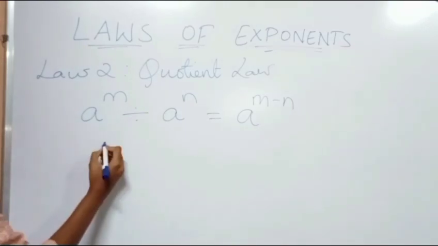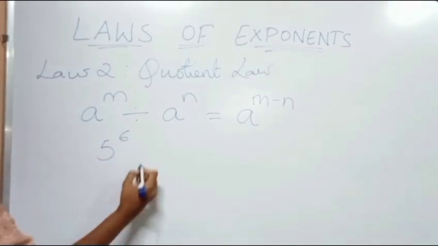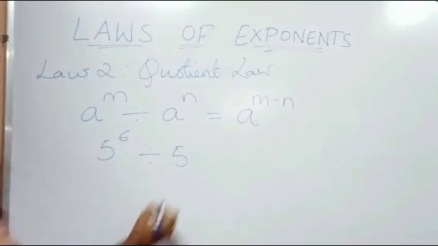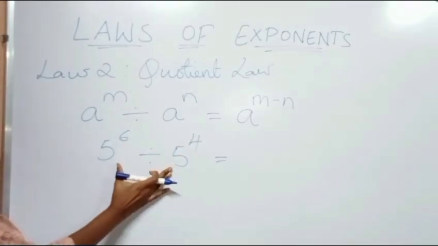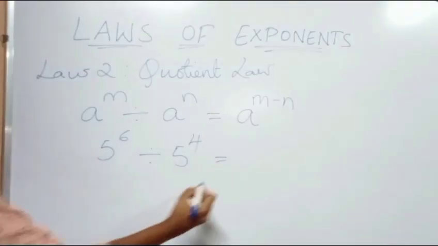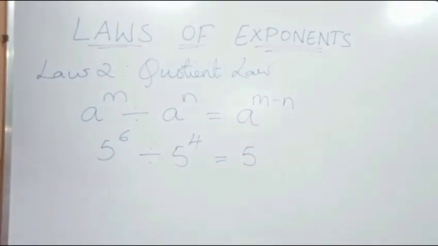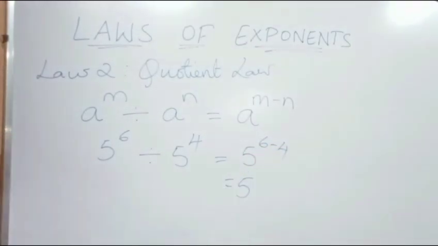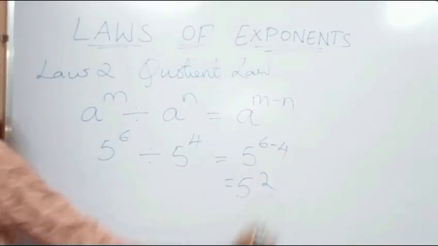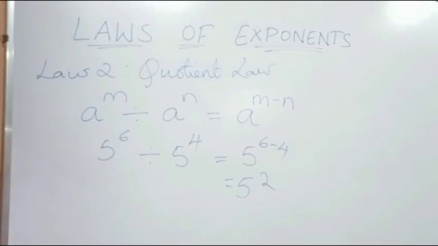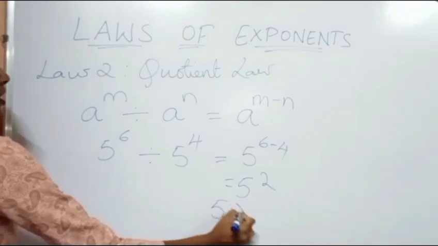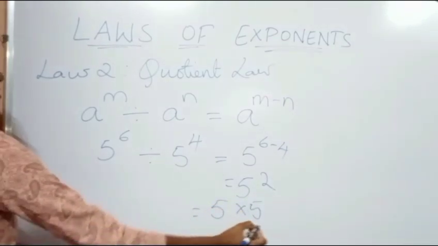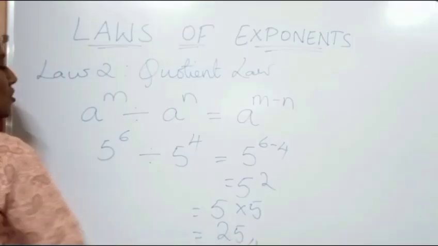The example is 5 raised to the power of 6 divided by 5 raised to the power of 4. The division changes into subtraction. Write the base as it is, 5, then 6 minus 4. 6 minus 4 is 2, so the power is 2. So, 5 raised to the power of 2. Here the 5 is being multiplied twice, so 5 into 5. 5 5s are 25. So, your answer is 25.